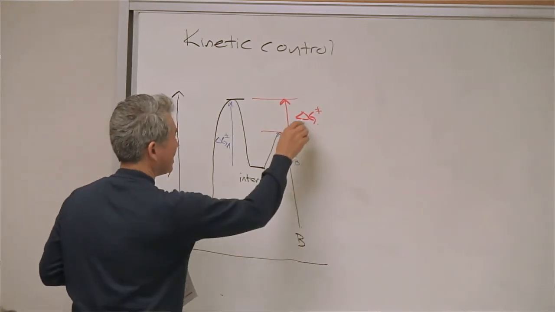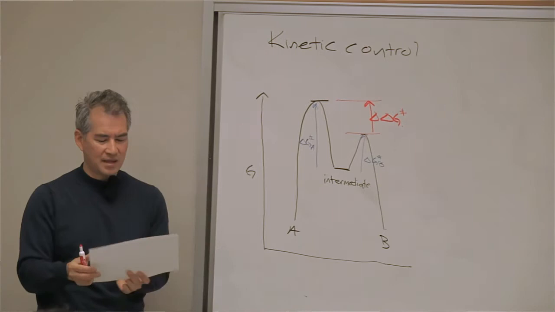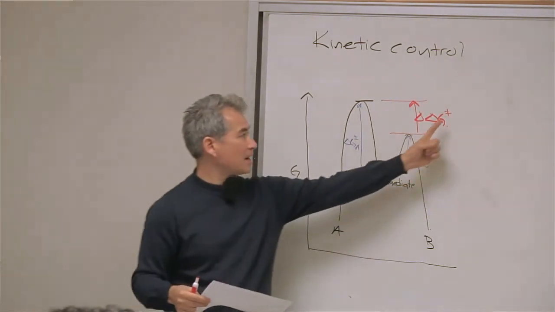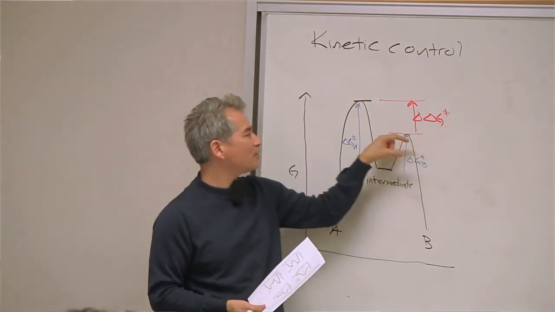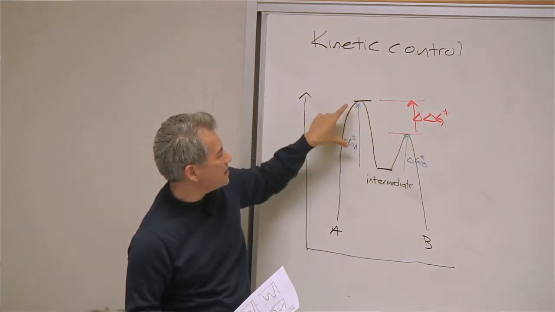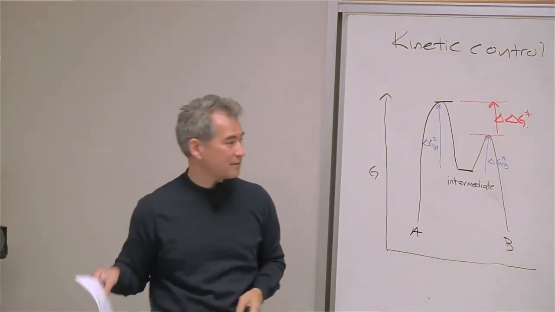And sorry, that should be a delta G double dagger, not just delta G. It should be a difference between these two delta Gs. And we refer to that as a delta delta G double dagger. So you might hear me refer to delta delta G double dagger. That's the symbol for this difference in these differences. Okay, so that's one of the kinetic scenarios.